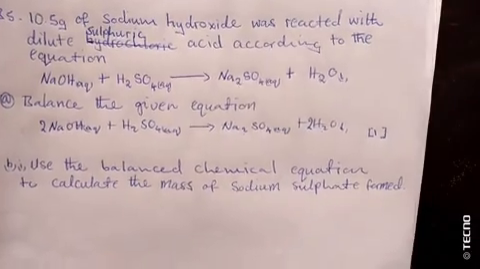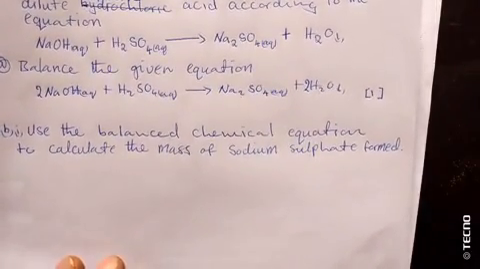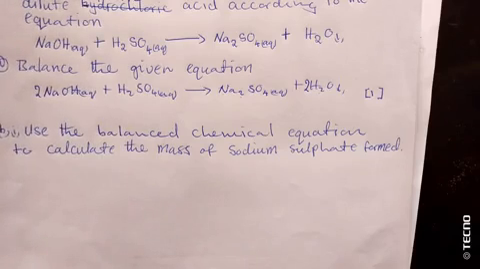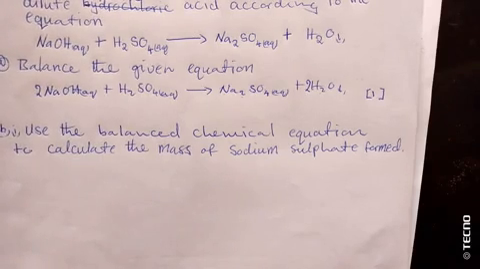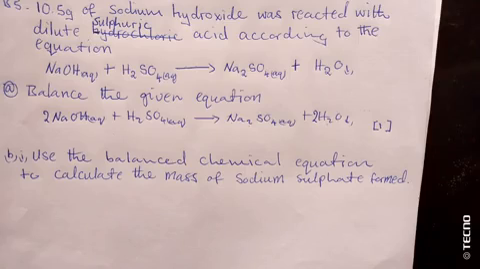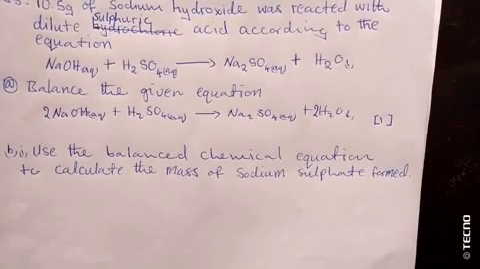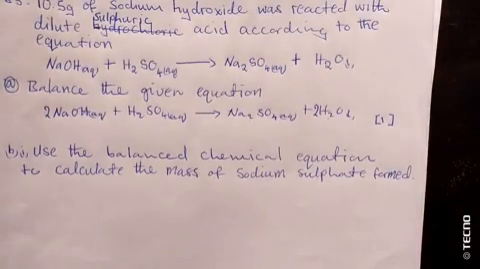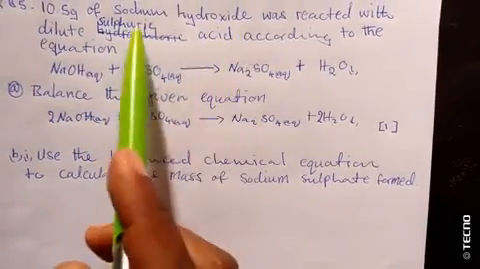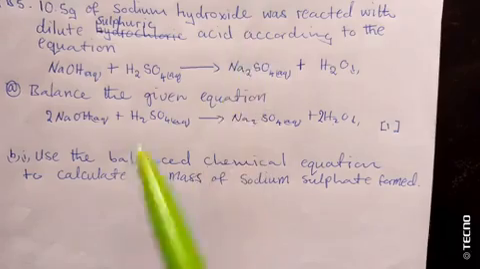Okay, so now we go to B1. Use the balanced chemical equation to calculate the mass of sodium sulfate formed. So here we've got different types of methods that we can use, which can be mass to mass ratio, or we can use another one. So I'll use the first one. We need to find the moles of what I've been given, sodium hydroxide. So let's find the moles of sodium hydroxide.